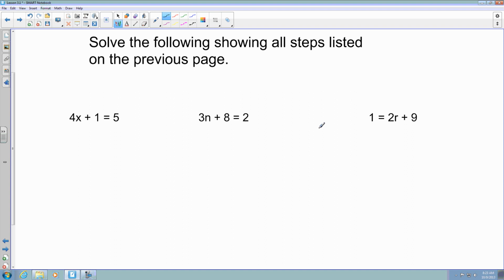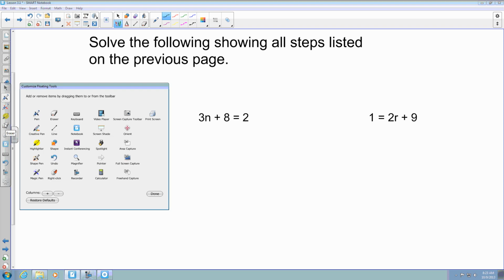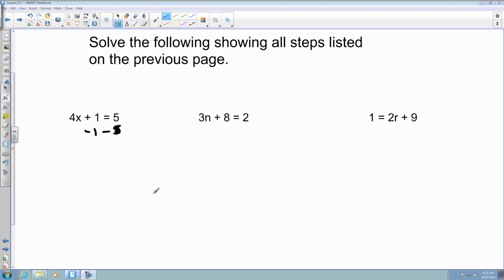So let's do some more two-step equations. First step is we have to see if we use addition or subtraction in order to solve for the variable. So for this one here, I have to subtract 1 from both sides. Oops, erase this. Got to subtract 1 from both sides. So this cancels out, and I'm left with 4x equals 4. I'm going to divide both sides by 4, and x equals 1.